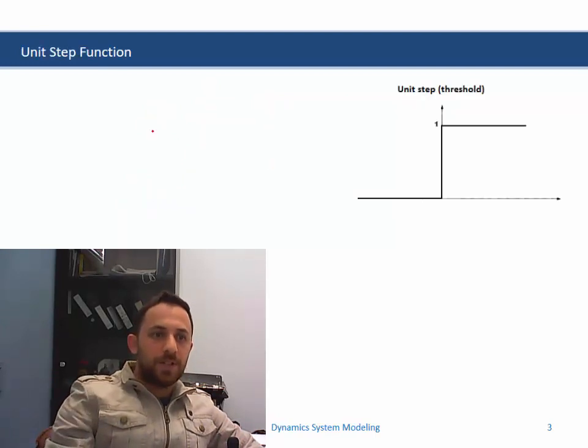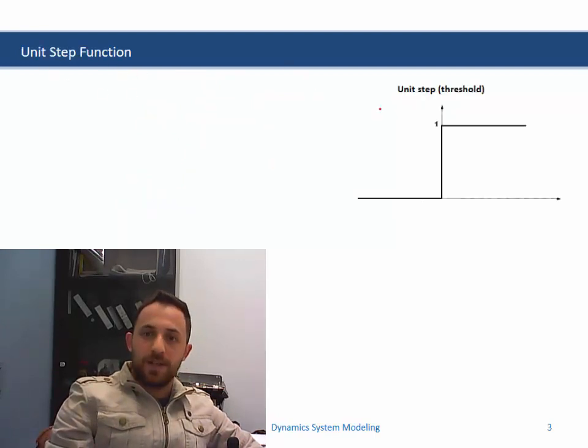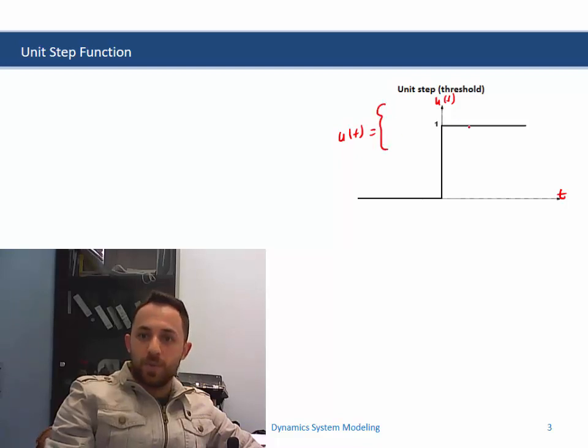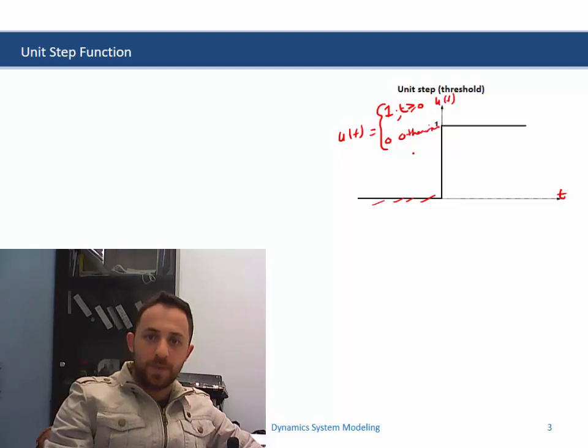Now, if we are given a unit step function, let's denote it by u of t, where t is the time. u of t is equal to 1 for t greater than or equal to 0, and it is 0 otherwise, or for t less than 0.